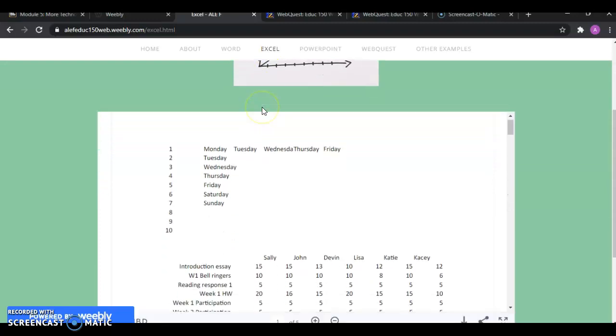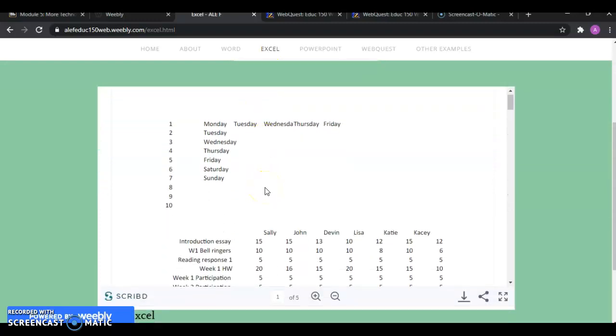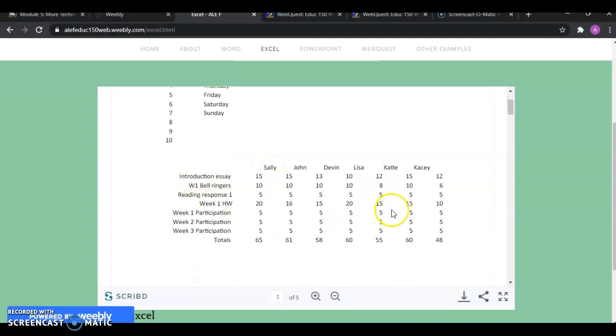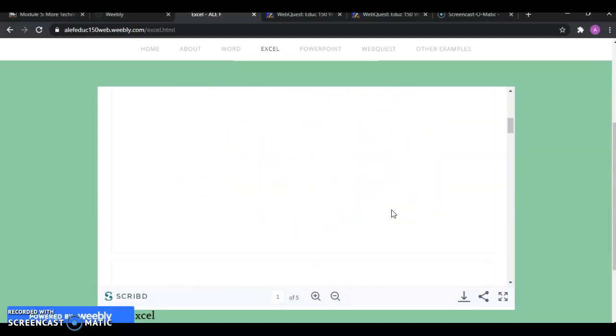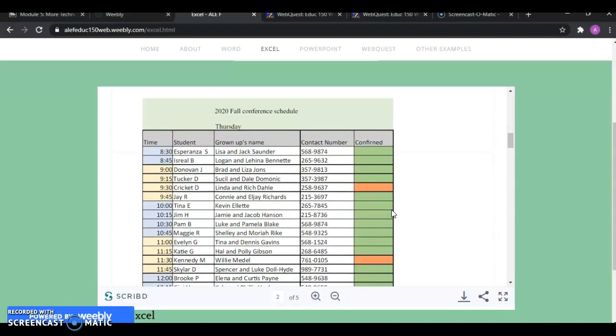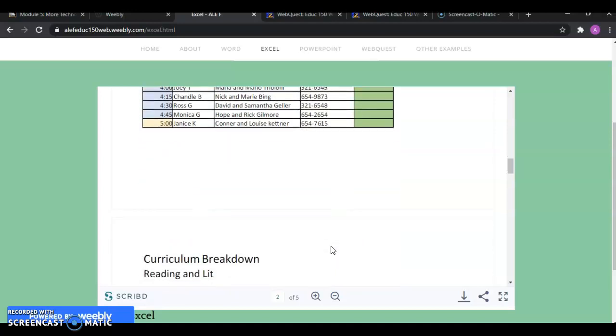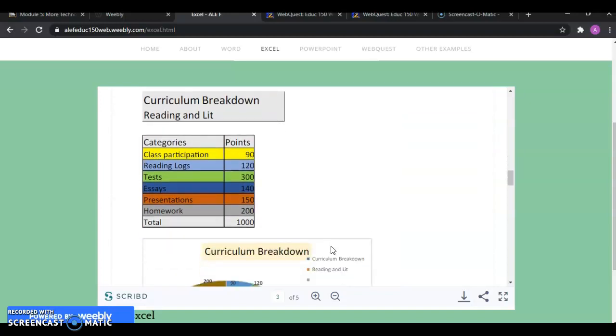But here is my little Excel assignment we did at the beginning of the semester. Here was just that playground page. I did a fake grade book. Here's my conference schedule. I have each hour blocked out by a different color just so that I'm familiar with how my day is going, where I'm at. I have them color-coded if I've confirmed that they're coming or not, and I blocked out a little lunch break for me.